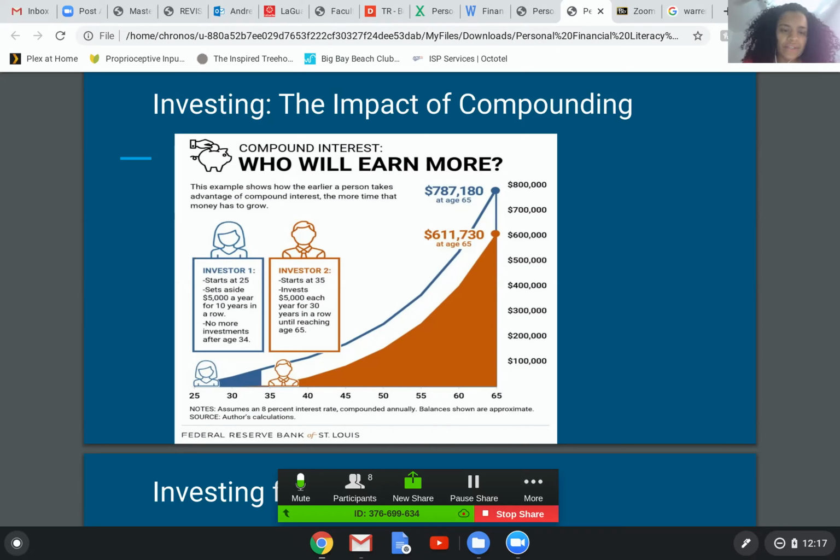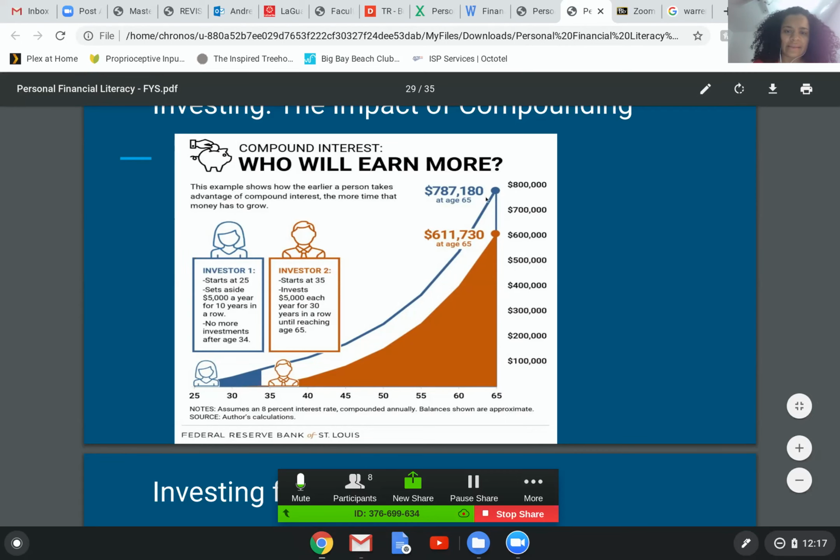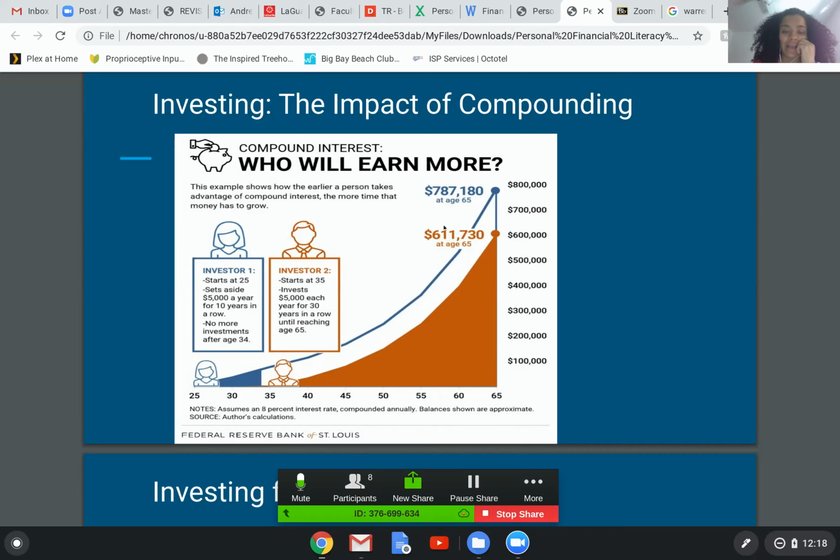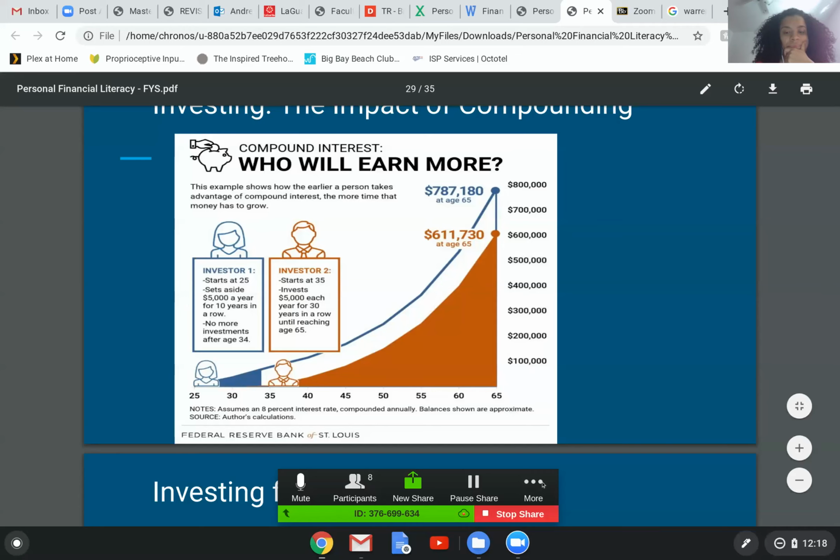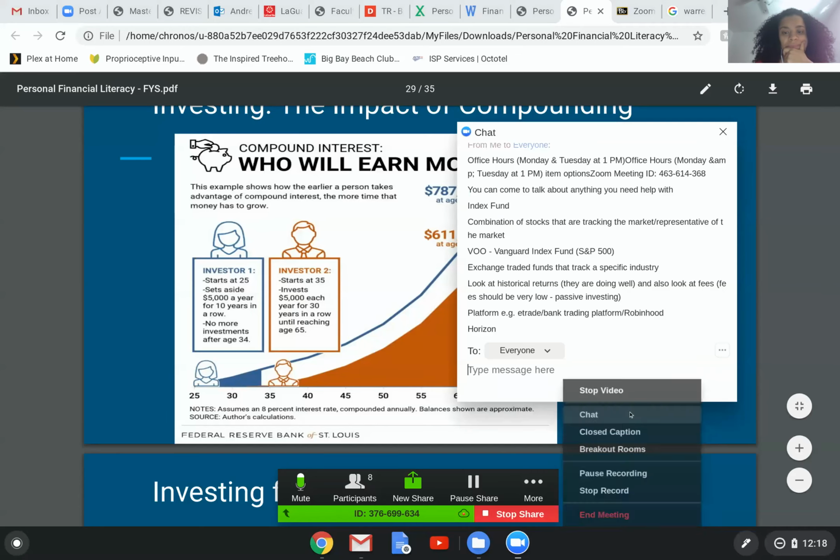So the person who invests for 9 years and stops comes out to $787,180 at age 65. The person who's investing for 30 years, not 9 years, but 30 years, only comes to $611,730. They can never catch up, because they started 10 years later than investor number one. What do you think? Are you surprised?